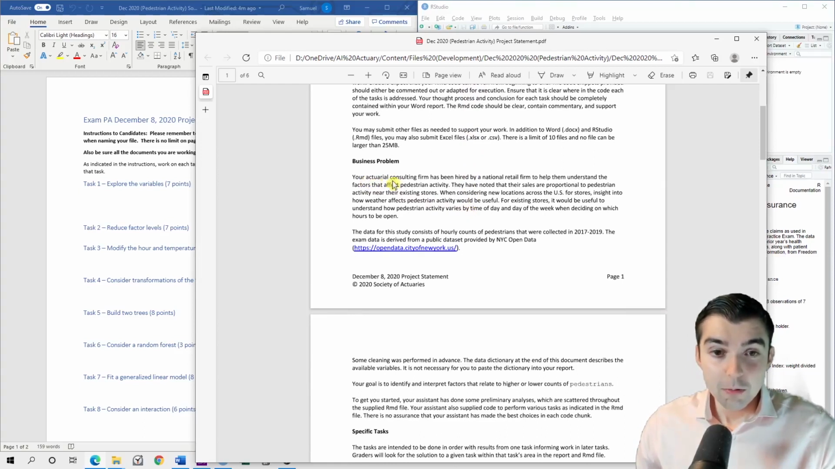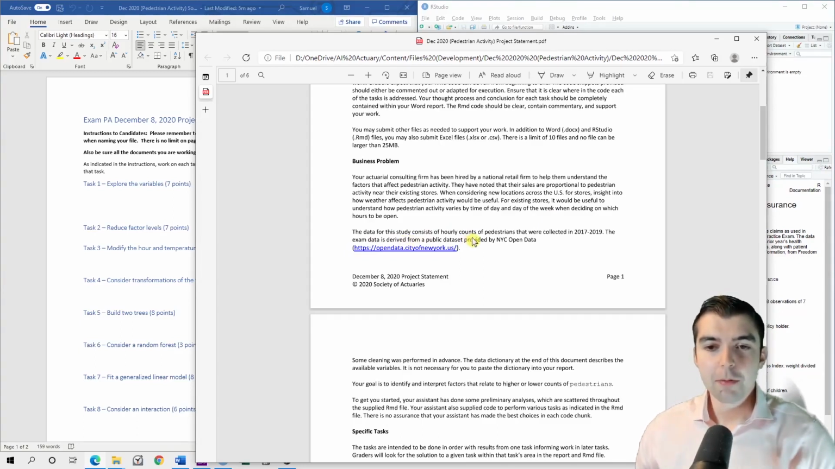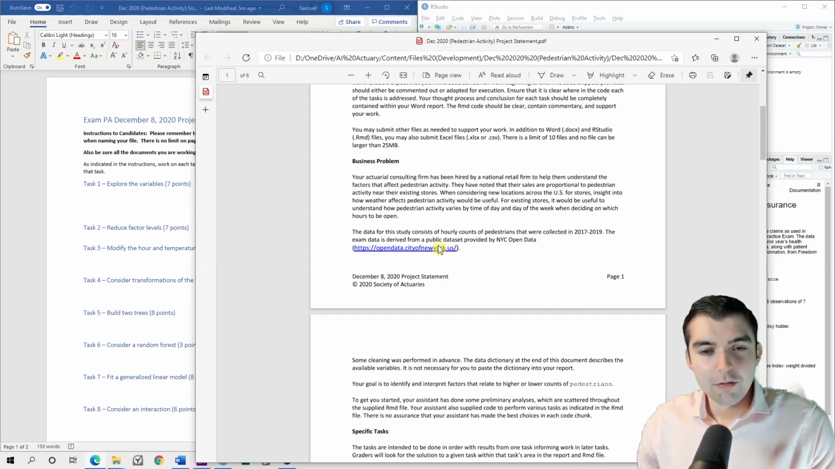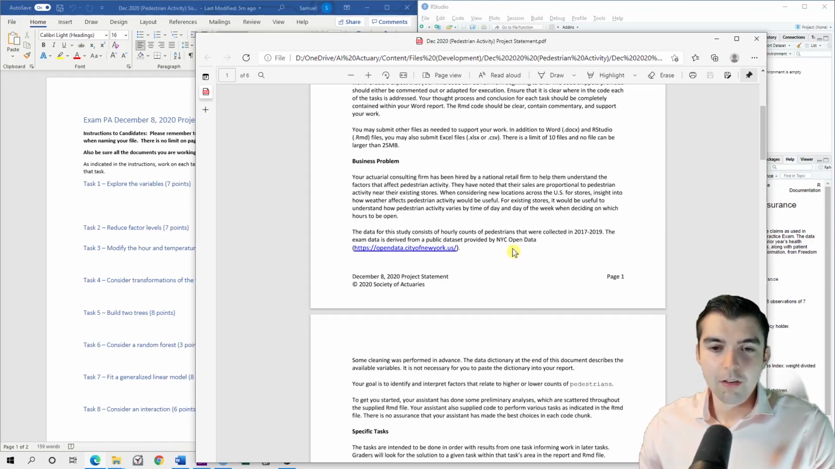The business problem. Your actuarial consulting firm has been hired by a national retail firm to help them understand the factors that affect pedestrian activity. They have noted that their sales are proportional to pedestrian activity near their existing stores. When considering new locations across the U.S. for stores, insight into how weather affects pedestrian activity would be useful. For existing stores, it would be useful to understand how pedestrian activity varies by time of day and day of the week, and when deciding what hours to be open. The data for this study consists of hourly counts of pedestrians that were collected in 2017 and 2019. The exam data is derived from a public data set by the New York City Open Data.